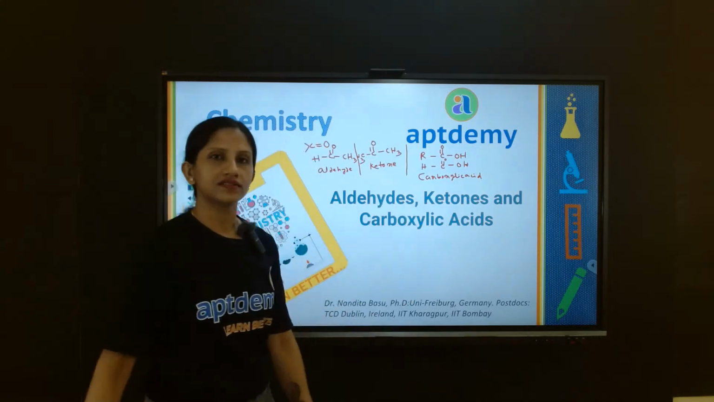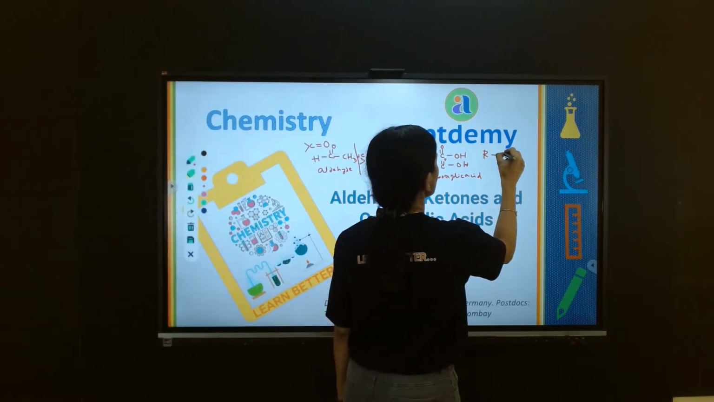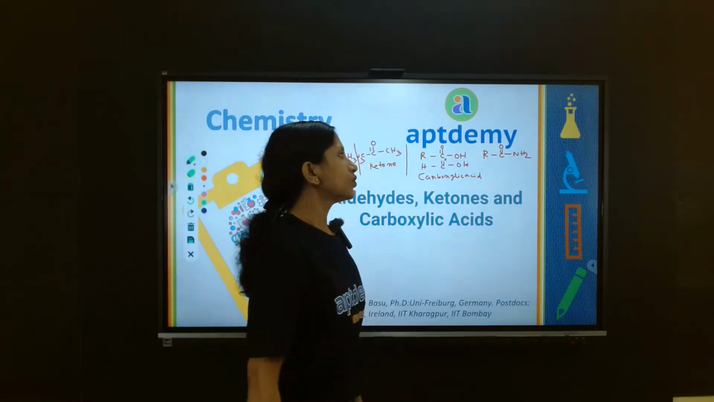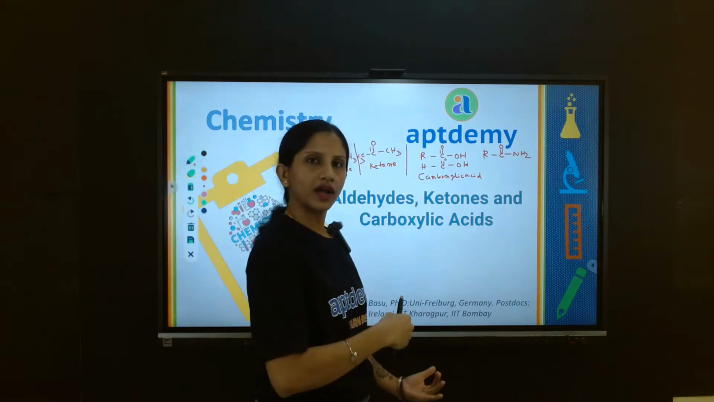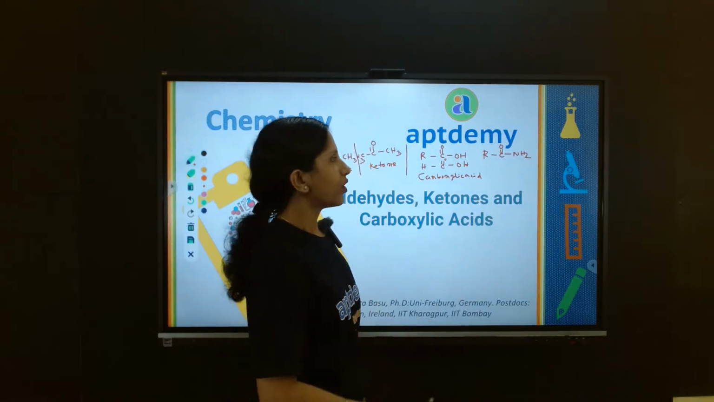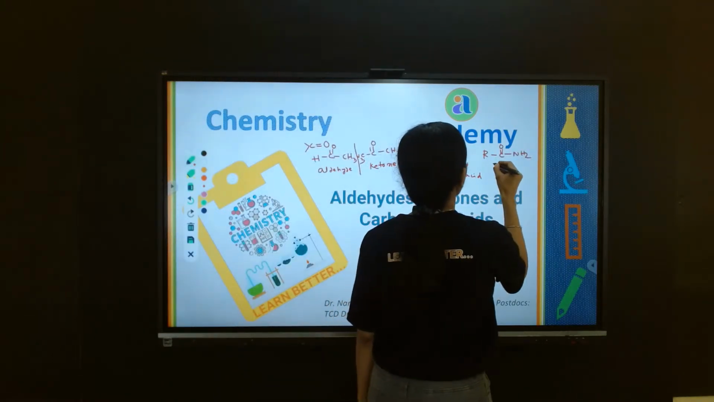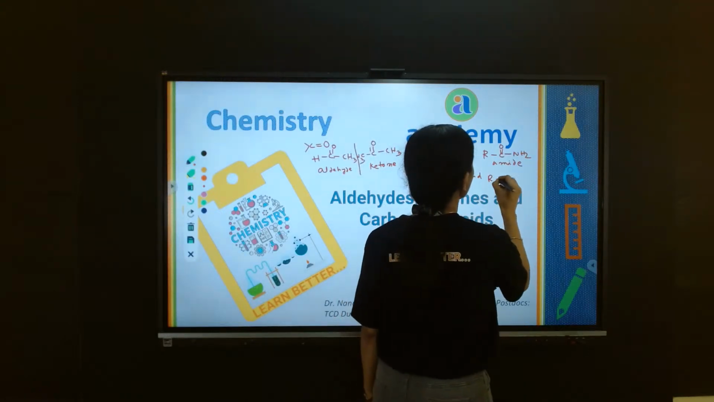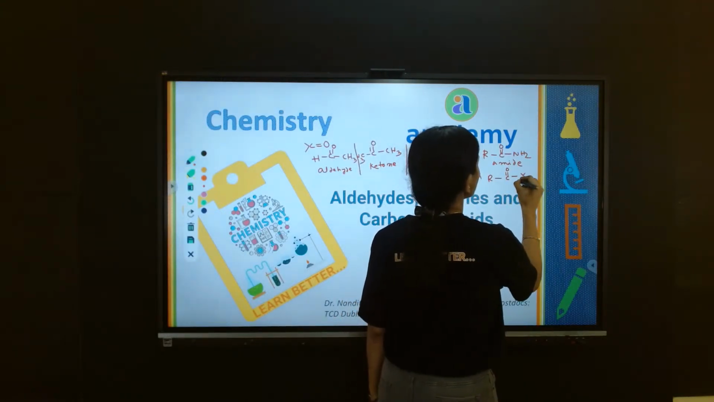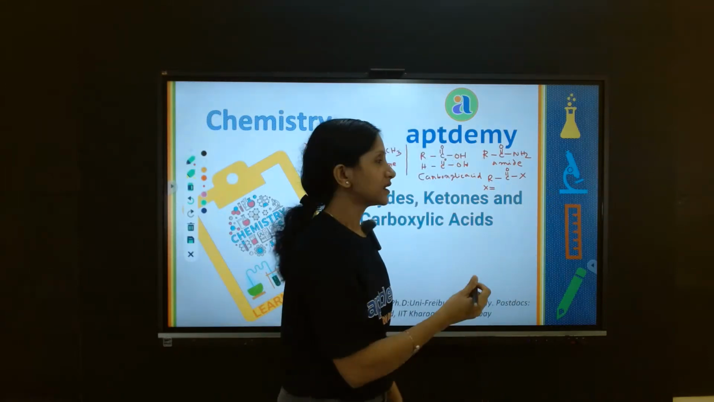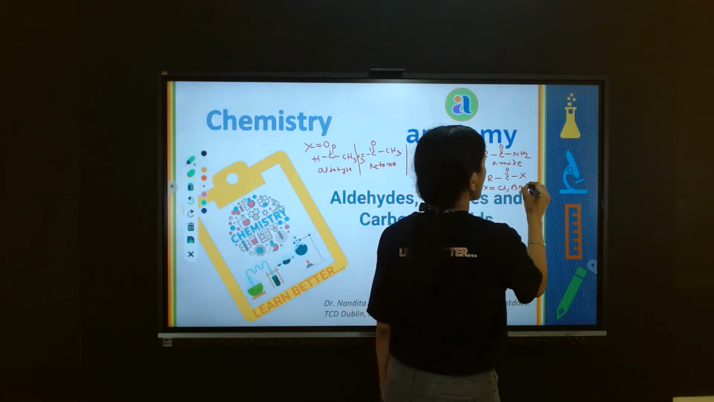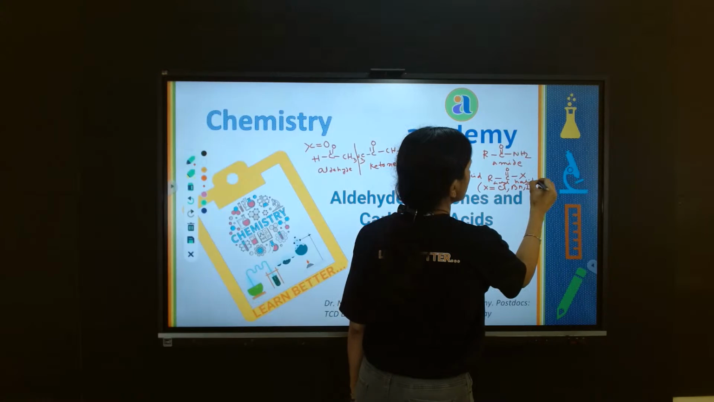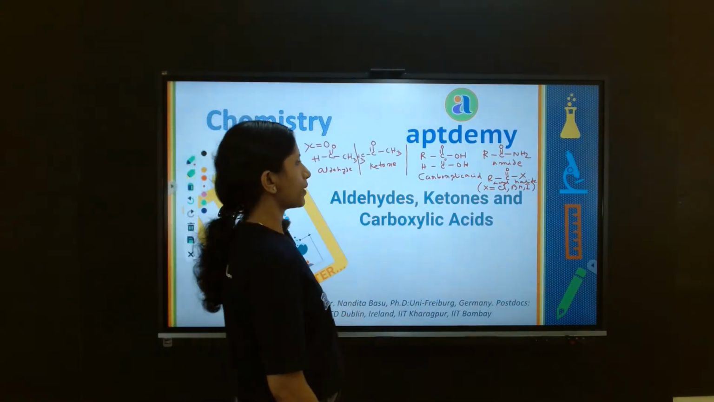Whereas if this oxygen is replaced by NH2, that is, if the carbonyl group is attached to either hydrogen or carbon at one side and to the nitrogen of an NH2 moiety, this kind of compound is called an amide. In place of NH2, if you put X, for example RCOX, where X can be any of the halogens, chlorine, bromine, or iodine, this compound is called an acyl halide. Right? So all of these are examples of carbonyl compounds.